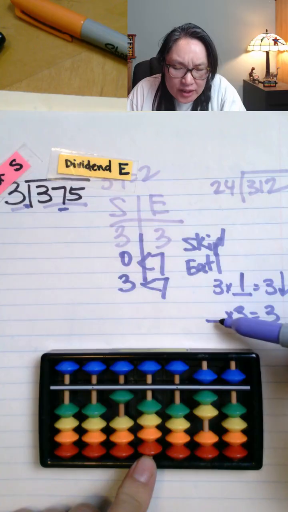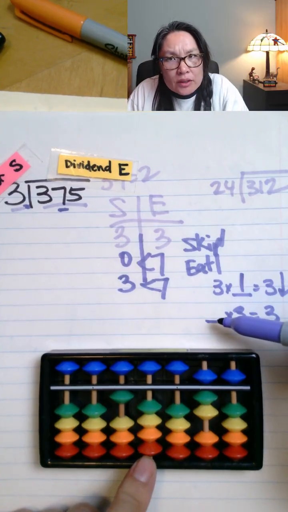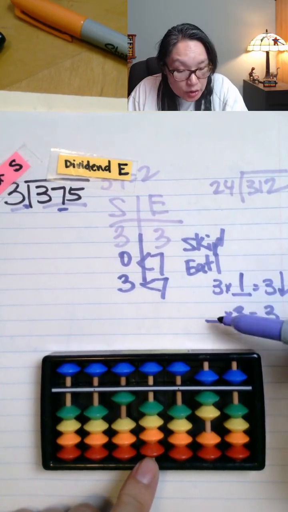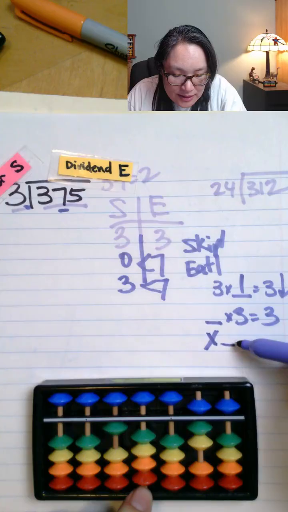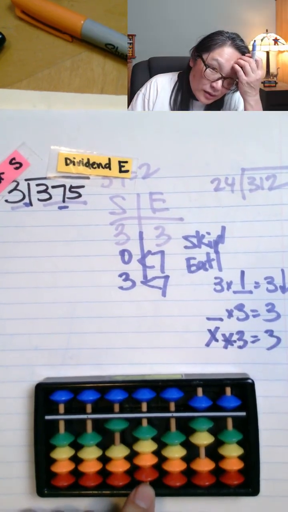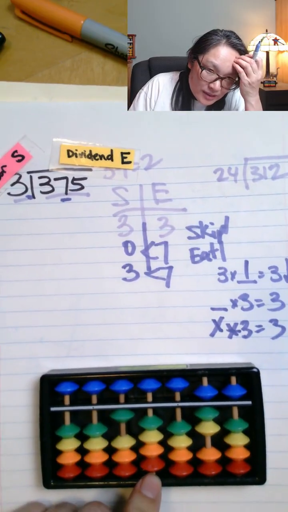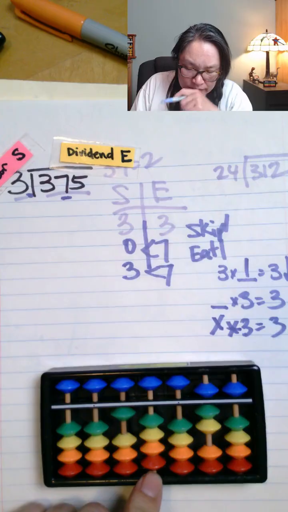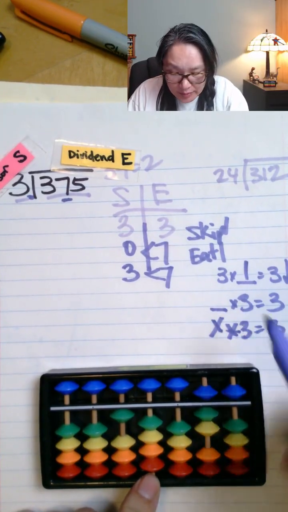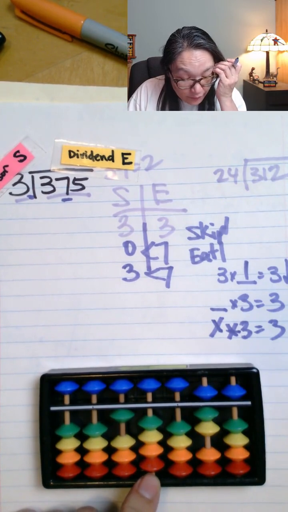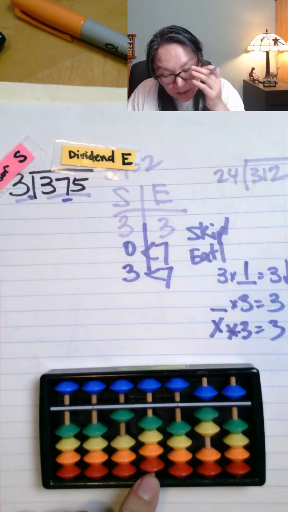I do the line just to show the children. It's always about the children, to show the children what I'm trying to talk about. Because I don't do x times 3 is equal to 3. I don't do that, because I think that's confusing, because they don't know what x means. But they know what a missing factor is, because that's a very common concept for kids.